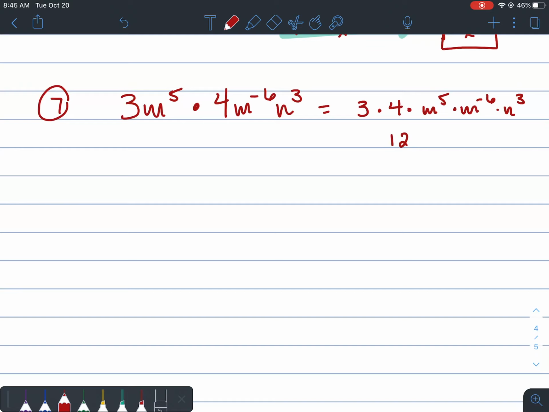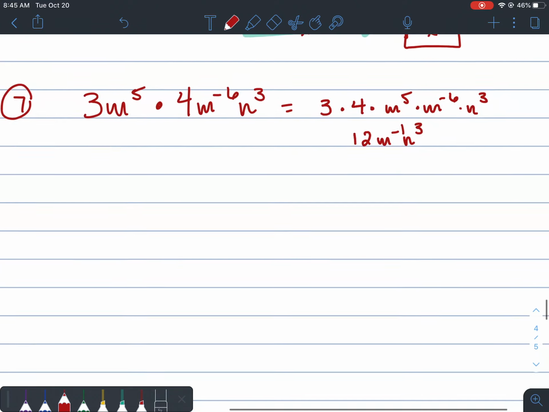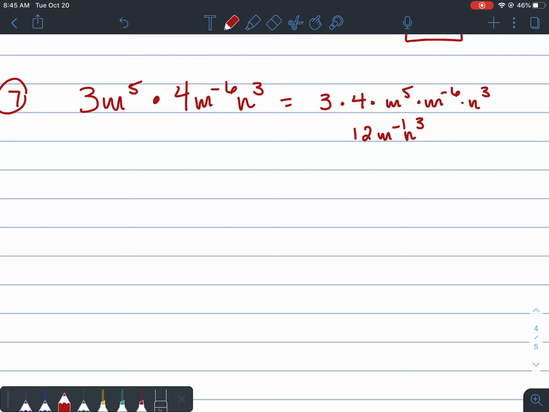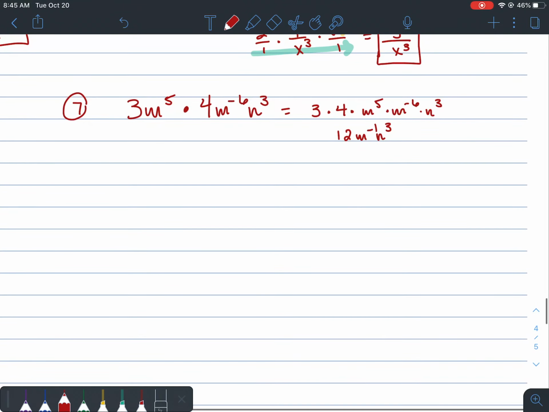3 times 4 is just 12. M to the 5th times m to the negative 6 is m to the negative 1. And n to the 3rd has nothing to combine with, so it's n to the 3rd. Again, now we have a negative exponent, and we can rewrite this. 12 times m to the negative 1 times n to the 3rd.